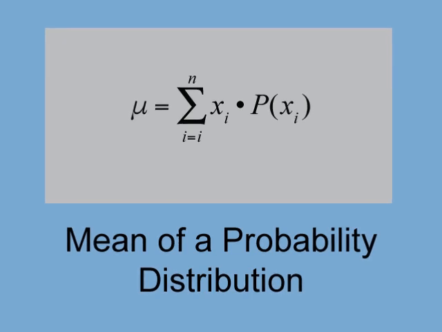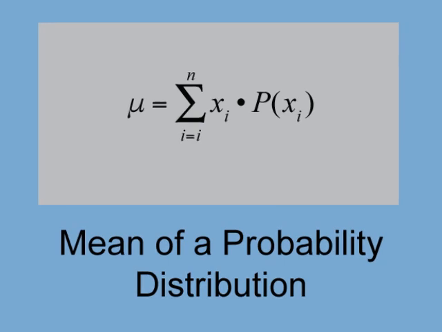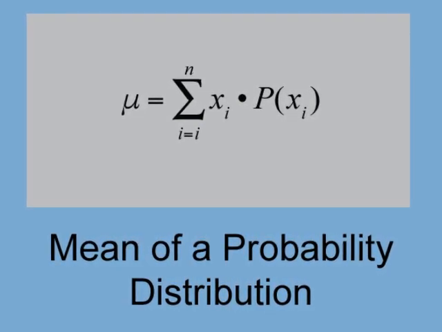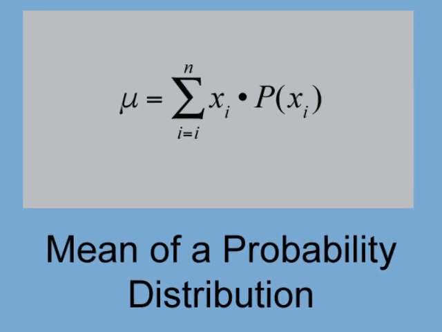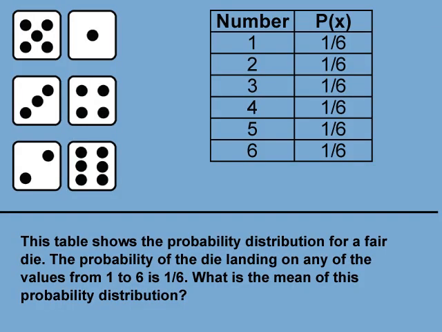You've seen how the mean of a data set gives you important information about the population the data comes from. In the case of probability, the mean has a similar purpose and gives important information related to the likelihood of certain events. Let's start with an example. This table shows the probability distribution for a fair die. The probability of the die landing on any of the values from 1 to 6 is 1/6. What is the mean of this probability distribution?